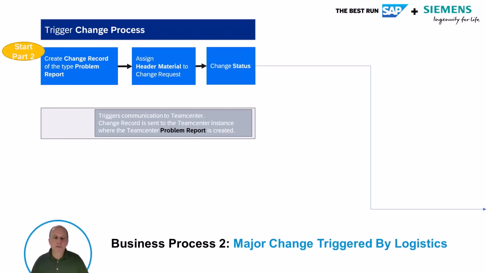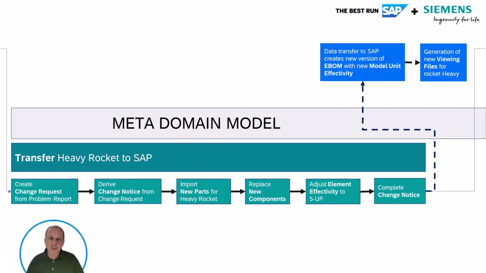The second part shows the business process major change triggered by logistics. In this example, a problem report is created in S/4HANA as a change record, and the affected item is sent as reference to Teamcenter. In Teamcenter, a change request and a change notice are derived from the problem report, so that the engineering change can be executed. The change is planned for the model units 5-2 up, so the element effectivities must be updated in Teamcenter before completing the engineering change. In S/4HANA, the viewing file for the changed assembly is generated automatically by the Visual Enterprise Generator, and a new engineering snapshot is created to prepare the handover.